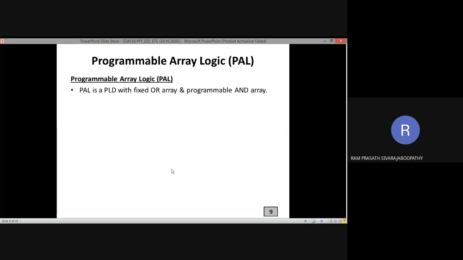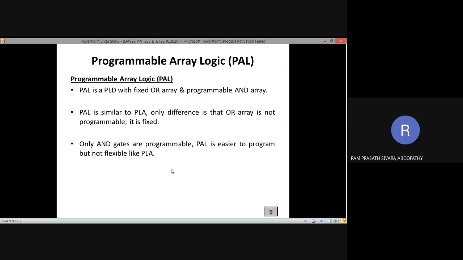So PAL is a PLD with a fixed OR array and programmable AND array. It is the reverse of PROM. What did we say for PROM? The AND array is fixed, the OR array is programmable. But here it is totally different. So PAL is similar to PLA. The only difference is that the OR array is not programmable. It is fixed. Okay. So only the AND gates are programmable. PAL is easier to program but not as flexible as PLA.